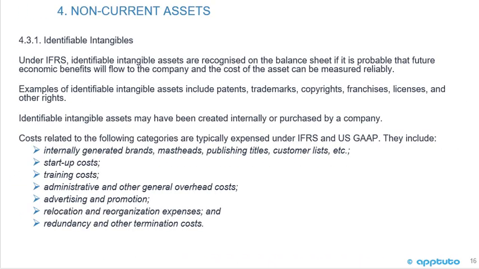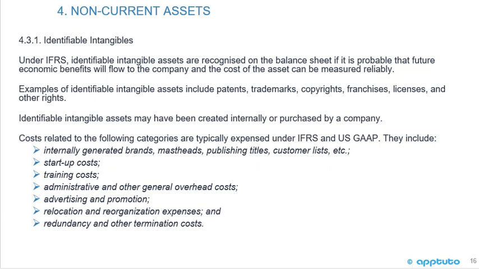So continuing with identifiable intangibles, under IFRS, identifiable intangible assets are recognized on the balance sheet if it is probable that future economic benefit will flow to the company and the cost of the asset can be measured reliably. Examples of identifiable intangible assets include patents, trademarks, copyrights, franchises, licenses, and other rights. Identifiable intangible assets may have been created internally or purchased by a company.